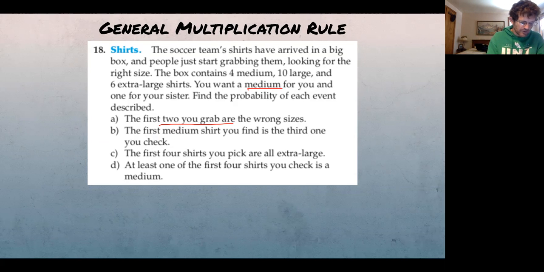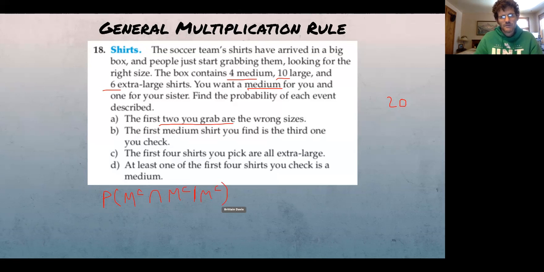So how many shirts are there originally? 4 plus 10 plus 6. We've got 20 shirts. So I'm going to write it out this way. The probability of getting not a medium. Medium is what we want, so the complement of that. That's the first thing. And now it's going to be the probability of not getting a medium again, on the condition that we already didn't get a medium. Does that make sense?